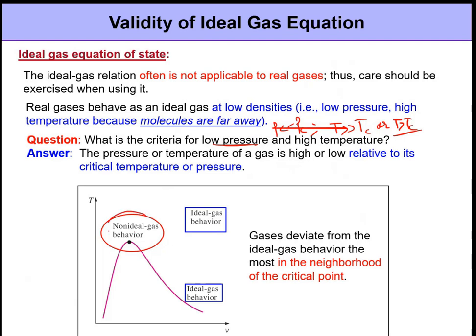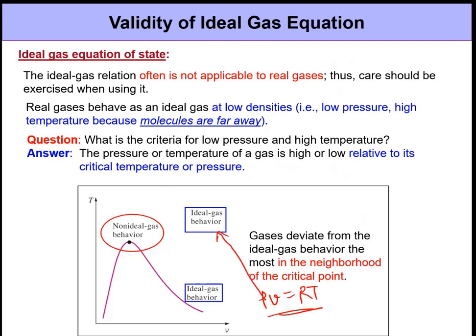So essentially, if you're near the critical region, you're going to see non-ideal gas behavior. But as you move away from the critical region, especially towards the right where the temperature is high or the pressure is low or both, that's when we're going to see gases behaving like an ideal gas, simply because under those conditions, the gases are at low densities, molecules are far away, they don't interact with each other, and those are the assumptions used for coming up with the ideal gas equation of state, which is PV equal to RT. Okay, so this is applicable under those conditions.